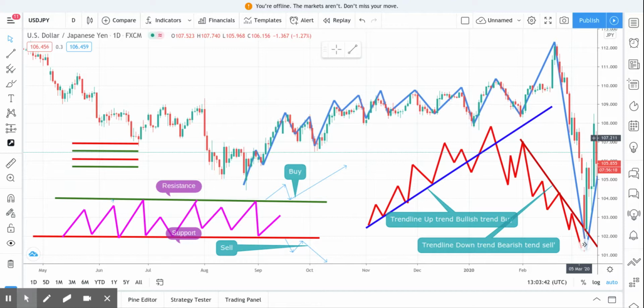I am creating this series to teach you about structure, market structure in the Forex trading environment. Okay, first, in order to understand market structure, we need to understand three things. We need to understand support, we need to understand resistance, and we need to understand a trend line. These are important aspects that we need to know.